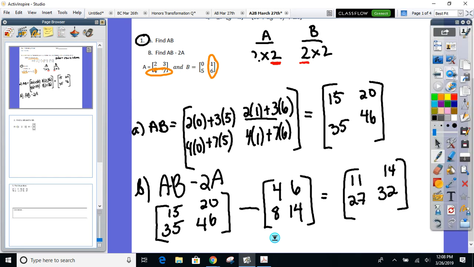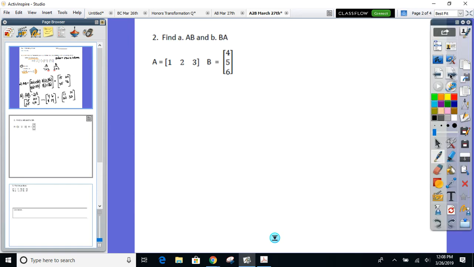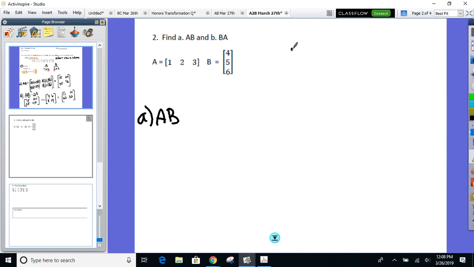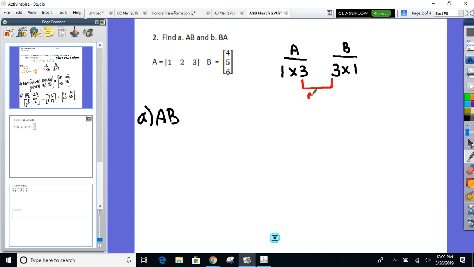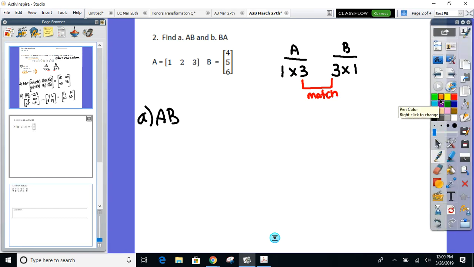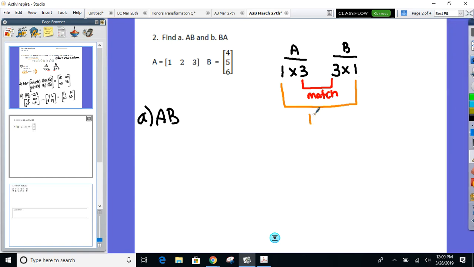All right, a little bit different now. A lot different, actually. All right, part A, multiply matrix A times B. Well, let's quickly check. Matrix A, remember we do row, there's only one row and 3 columns. Matrix B, I have 3 rows and 1 column. So take a look, inside numbers. They match. So I can multiply this, but look at what your ending matrix is going to be. A 1 by 1 matrix.